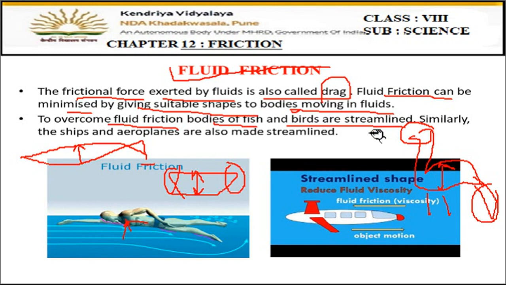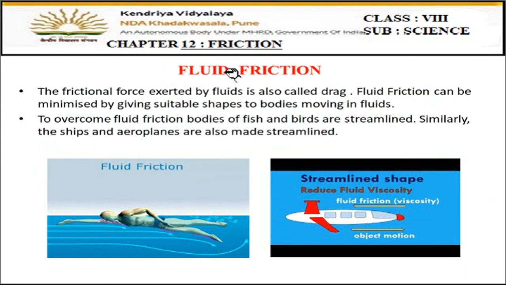And air also has friction. Air also has a resistance. Air also exerts pressure on the body. So to reduce that friction, to reduce that pressure, a streamlined body is a must. Similarly, ships and aeroplanes also have a streamlined shape. Aeroplane shape you can see here, streamlined, narrow. Here also narrow, and in the middle it is broad. So this is also a streamlined shape. So fluid friction can be reduced by giving a streamlined shape to the bodies so that the resistance, the friction can be reduced. Fine. So this is about fluid friction.